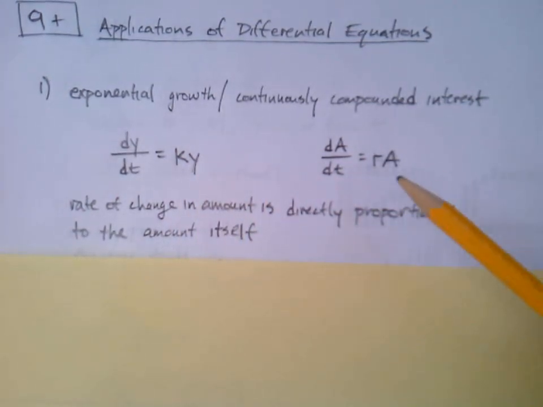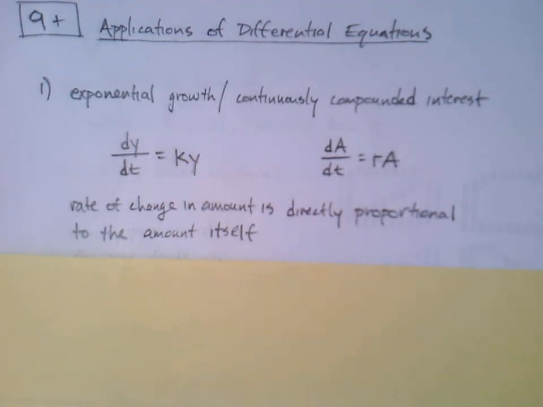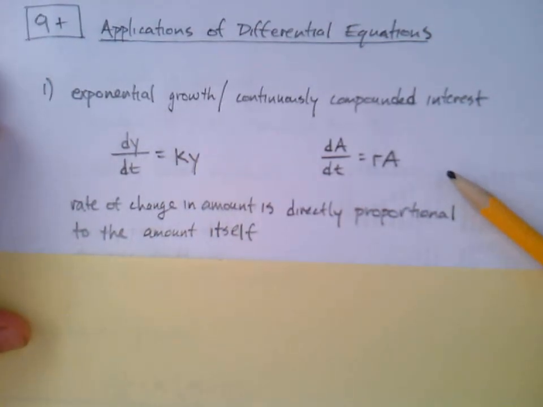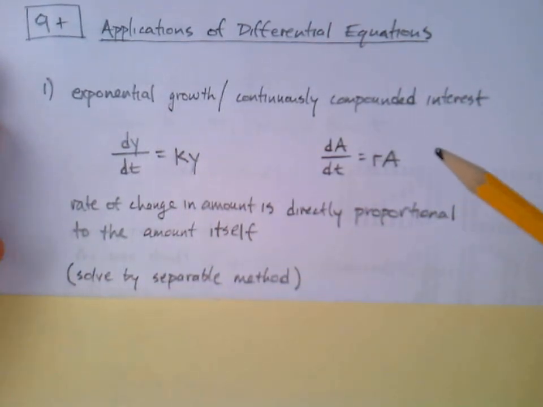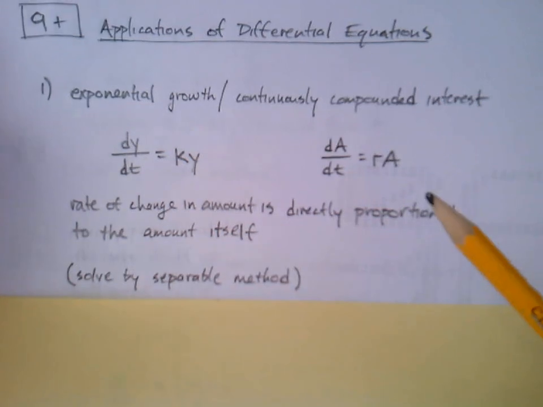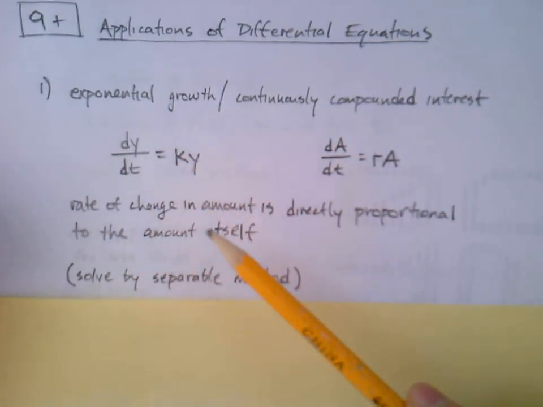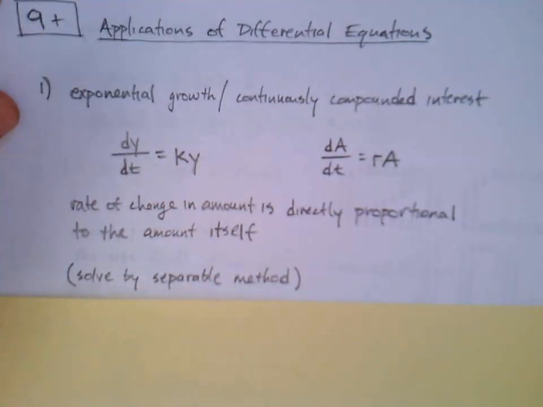Okay, so I spend a lot of time explaining this first application because it turns out the next two applications just build on this idea. We're just going to tweak this idea, but this is really foundational. Okay, so how would you solve either one of these styles? These are going to be solved by the separable method that we saw in 9.2. So we can do the separable equations thing and integrate both sides. We'll save an example of this for the next video.